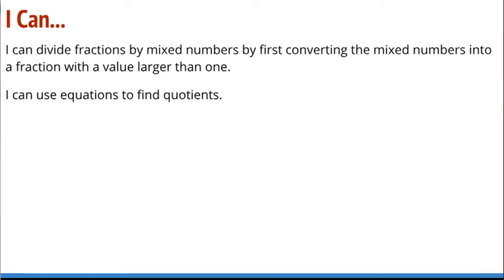I can divide fractions by mixed numbers by first converting the mixed numbers into a fraction with a value larger than 1. So our strategy today is to take these mixed numbers and make them fractions. And the value will be greater than 1 because we will have more than 1. And I can use equations to find quotients, and this is using the invert and multiply rule that we worked on in the last lesson, lesson 7.